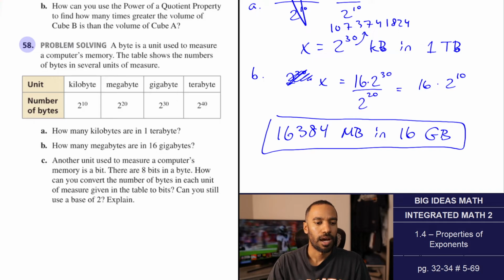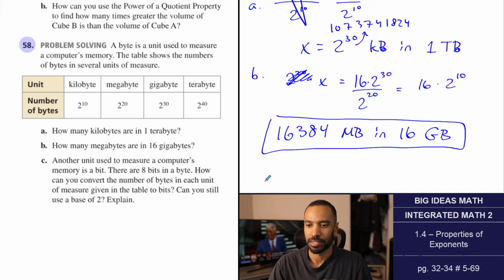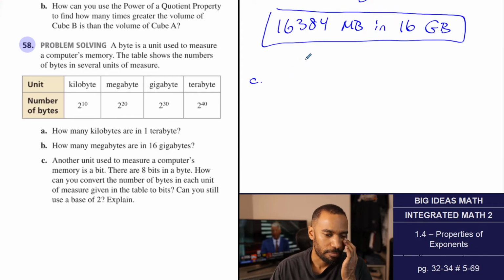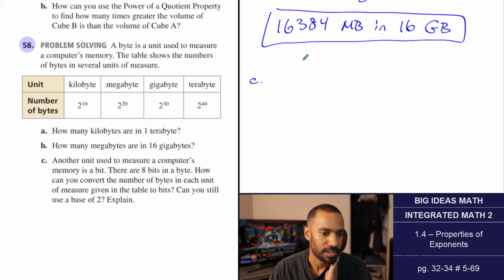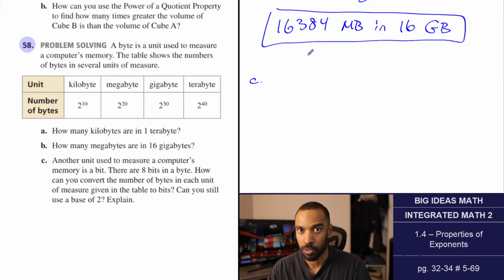Part C, another unit used to measure a computer's memory is a bit. There are 8 bits in a byte. How can you convert the number of bytes in each unit of measure given in the table to bits? Can you still use a base of 2? Explain. So, if there are 8 bits in a byte, then these sizes will each become 8 times larger.